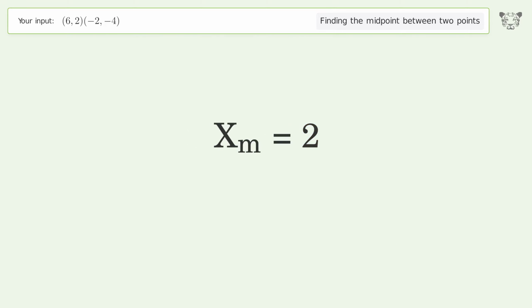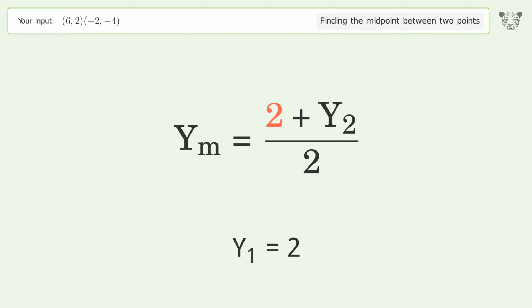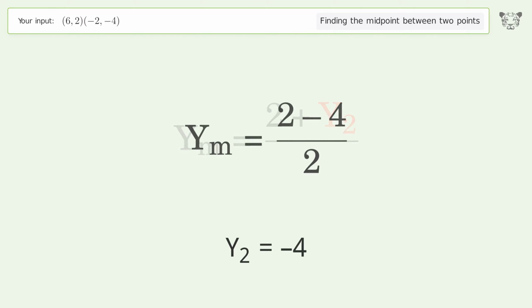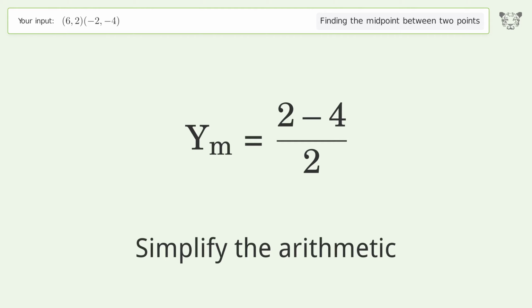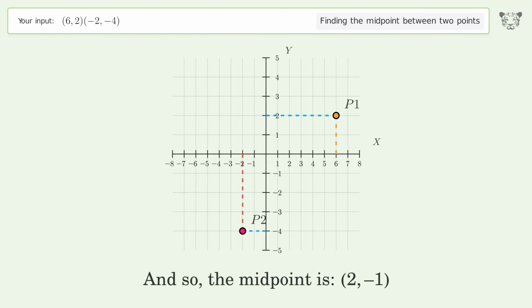Use the y values in the midpoint formula to find the midpoint's y. y1 equals 2. y2 equals -4. Simplify the arithmetic. And so, the midpoint is 2, -1.